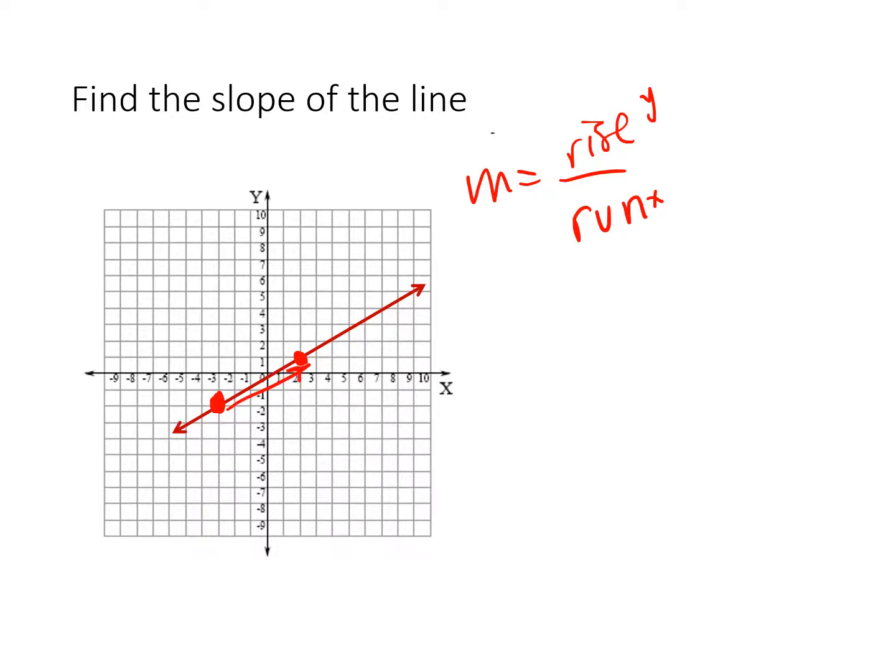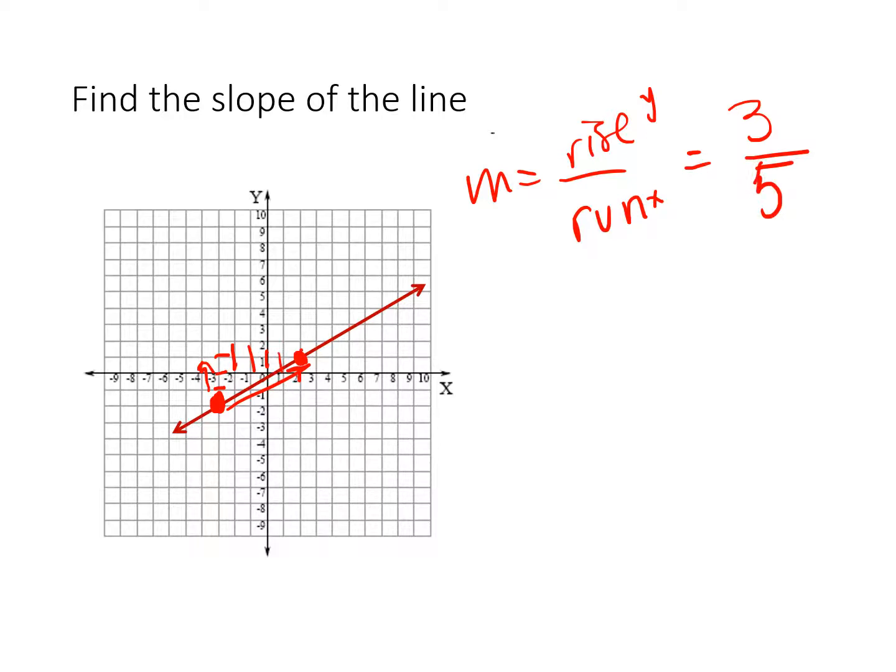So to get from the left point to the right point, I have to go up 1, 2, 3. So my rise is 3. And then to get to the right point, now I have to move right. 1, 2, 3, 4, 5.